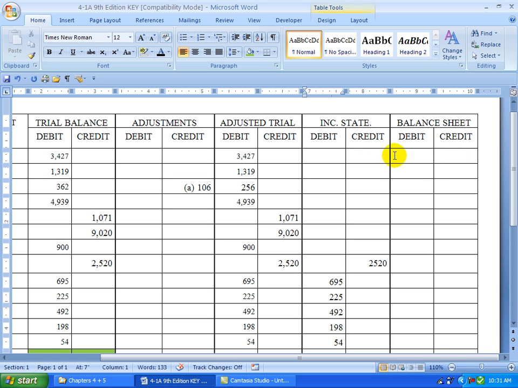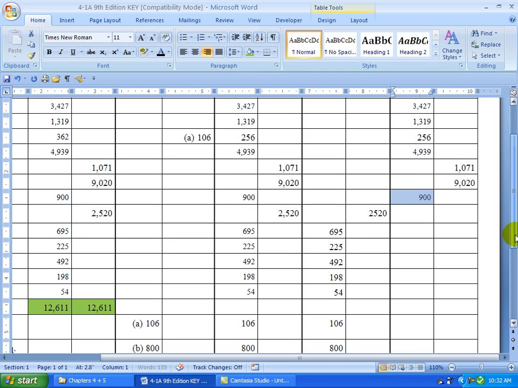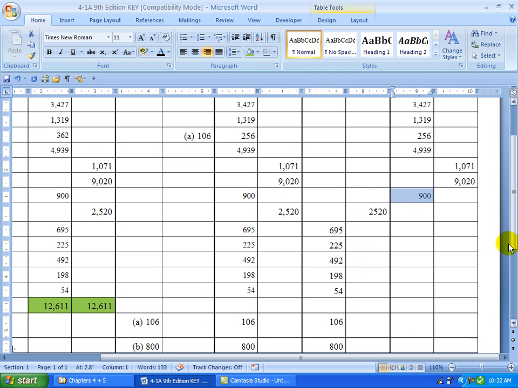So first of all, we're going to move cash into the balance sheet, and accounts receivable, and the balance of our prepaid insurance is $256, and our equipment account are going to get moved over. Okay, and then our accounts payable will go to the credit side. Our capital account will go to the credit side. Our drawing account will go over here. The revenue and expenses don't go here, they went into the income statement.